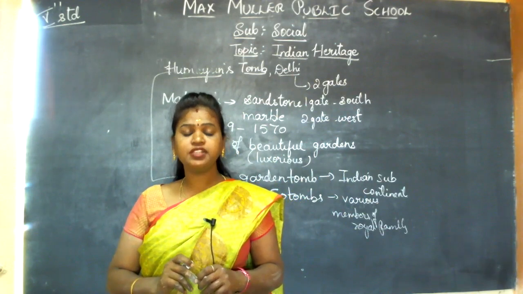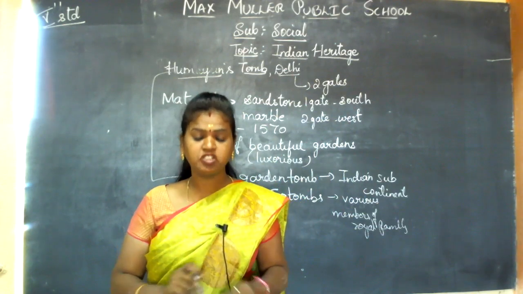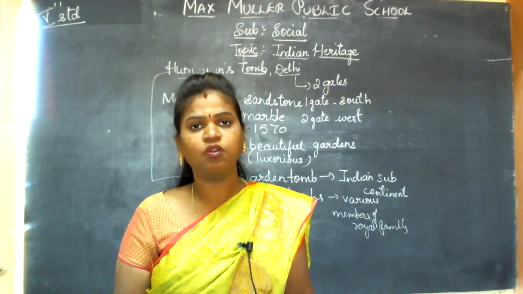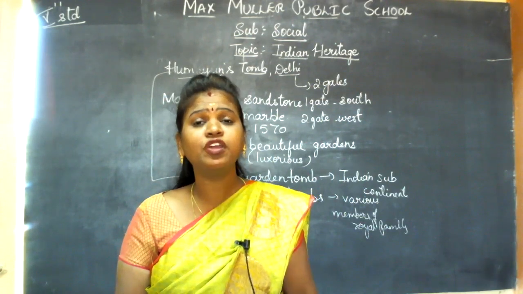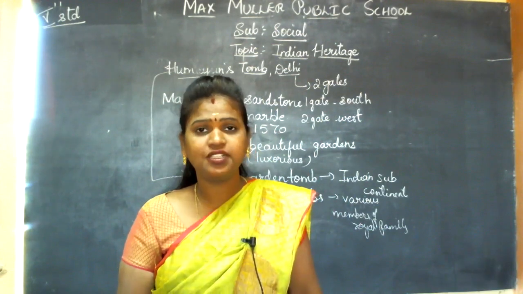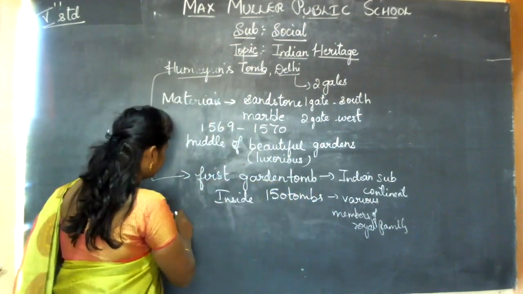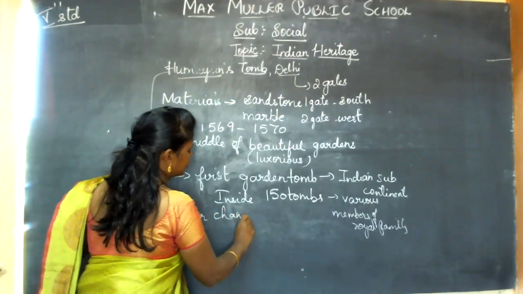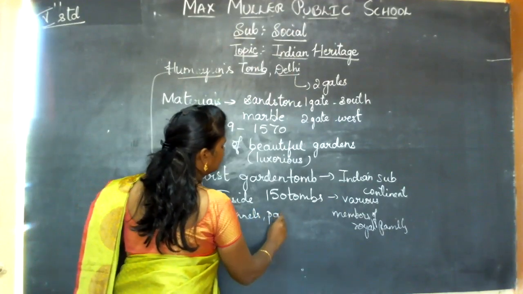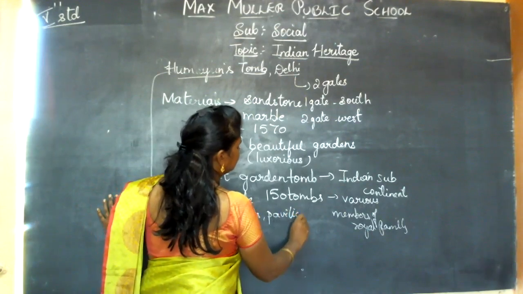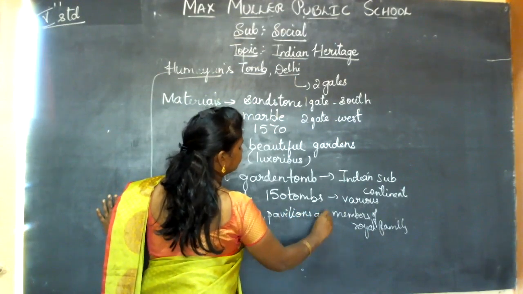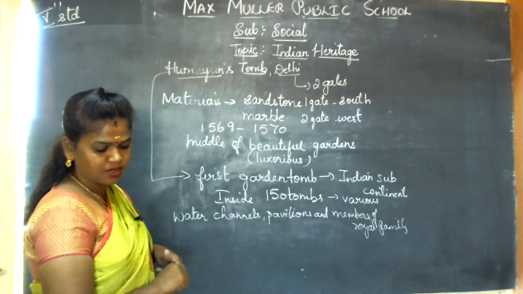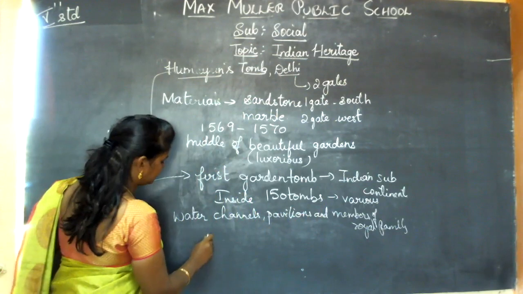And even you can see some water channels. Water channels are nothing but where the water is flowing over. The water flowing over rivers is known as water channels. So here it consists of water channels, pavilions, and a bath.